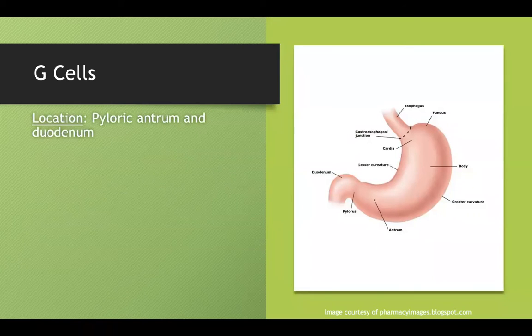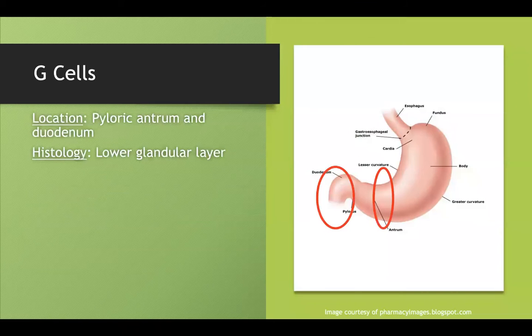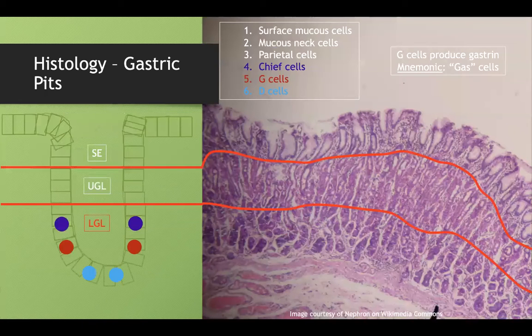These are located in our pyloric antrum and duodenum. They're located in the lower glandular layer in our stomach. So this is from our stomach lecture. The lower glandular layer is located here. We have chief cells, G cells, and D cells in this area. Remember, the upper glandular layer is where parietal cells are located. And then our surface epithelium is where our mucus cells are located, just as a reminder.